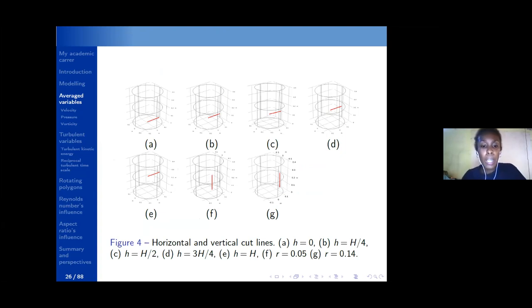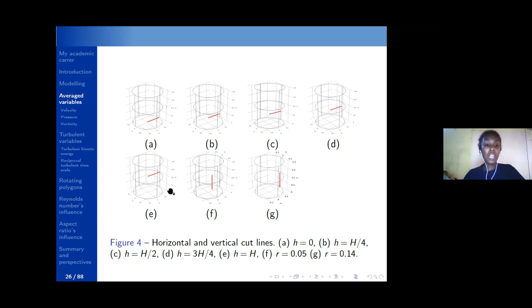In those results, for vectors, we plotted the variation of each component of the vectors in horizontal and vertical cut lines. Horizontal cut lines are at different heights in the fluid, in the flow. And for the vertical ones, the first is in the middle of the flow and the second is near the side wall. So for components of vectors, we've taken the values of the component along those cut lines.